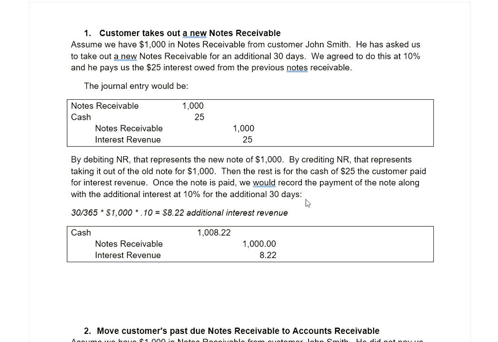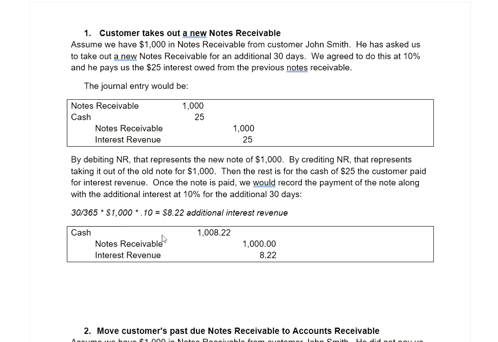Let's assume after 30 days, John does end up paying us. So therefore, we will have to calculate the additional interest. It's for 30 days. So on your calculator, take 30 divided by 365 first, then multiply it by the principal of 1,000, then multiply it by the interest rate of 10%. I took it to the nearest cent, so $8.22 of additional interest revenue. Be sure and take the number of days divided by 365 first to get the most accurate number.